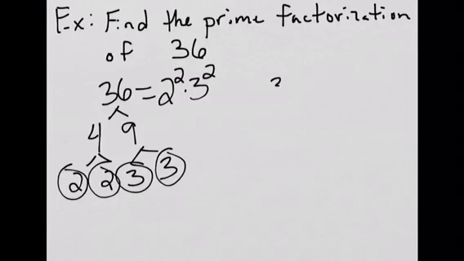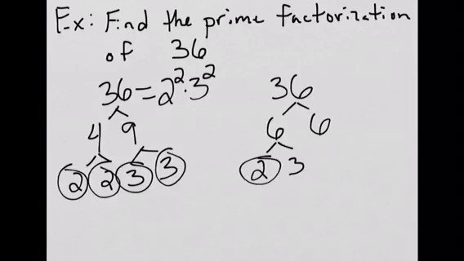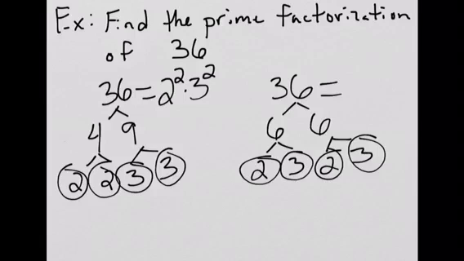Another way of doing it is, let's say we didn't know 4 times 9. Let's say I wanted to start with 6 times 6. Well, that's 2 times 3, both of those being prime. Again, 2 times 3, both of those being prime. And if we notice, we still have our 2 2's and our 2 3's. So there may be more than one way to start off, but the answer that you get at the end, there's only one unique answer, and that is your prime factorization.